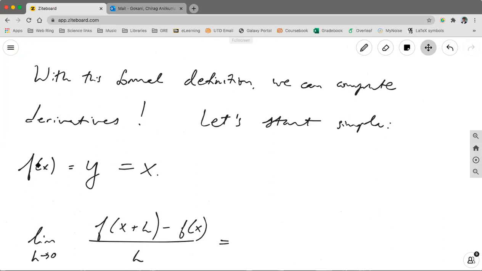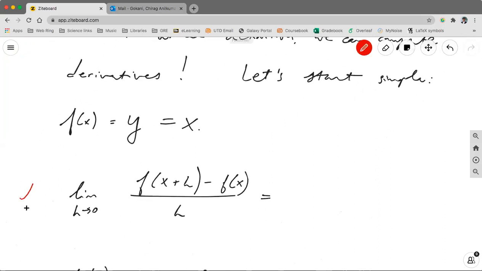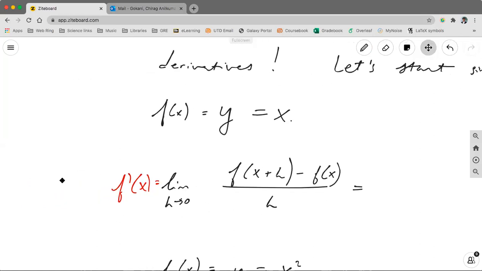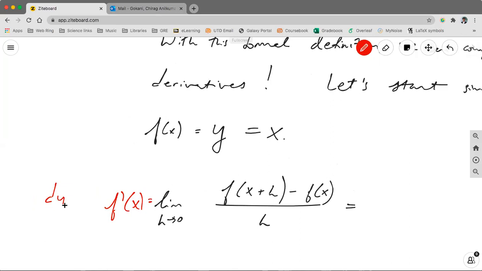So y equals x, I'm calling y f of x to fit our notation. Okay, and I'm asking you, what is the derivative? What is f prime? The notation is a bit to get used to, but these are all the same thing: dy dx, that's how you would pronounce this, or dy over dx. That's the same thing as f prime of x, which is the same thing as the limit. This is the formal definition of the derivative.